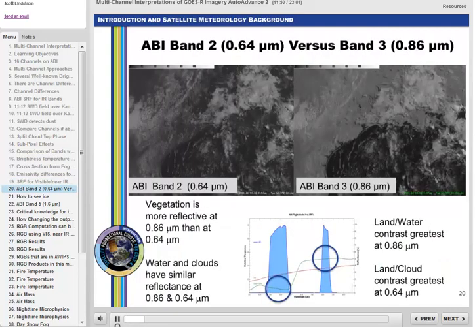Band 3, the veggie band on ABI, is at 0.86 micrometers, where green vegetation is far more reflective than in the visible channel. Thus, this band excels in distinguishing between land and water. Bodies of water surrounded by land will really pop out, so it's great for examining changes due to excessive rainfall, that is flooding. Because green land is so reflective, clouds are sometimes hard to distinguish over land in the 0.86 micrometer band. There's more contrast over land in the visible, in the 0.64 micrometers.